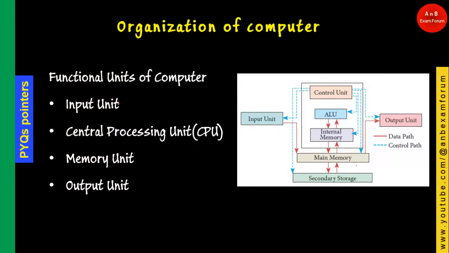Let's see the next topic, that is organization of computer. In this particular chapter, we are going to see a brief about the functional units of a computer which make a computer itself. There are basically four units. The first one is input unit, the second one is central processing unit, the third one is memory unit, and the fourth one is output unit. All these units are interconnected with each other via some path that we are going to see.